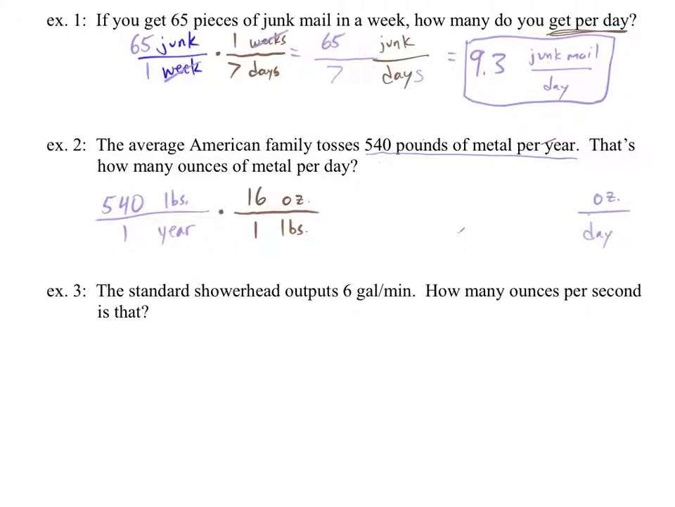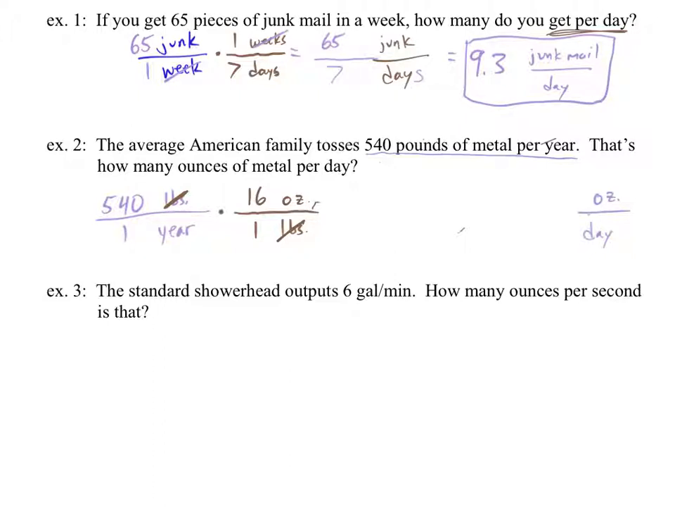So by multiplying by this fraction, this brown fraction is the same as multiplying by 1. We're not changing the value any. And that's going to cancel out pounds and get me the ounces that I want in my final answer. Still good? Yep.